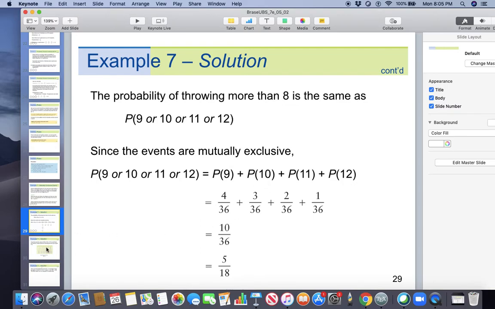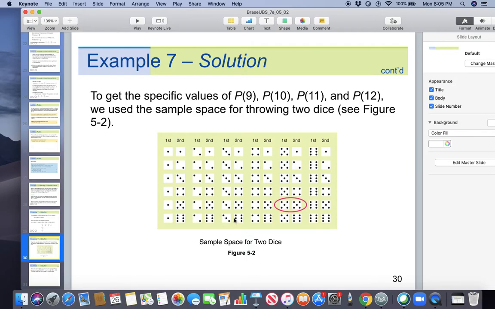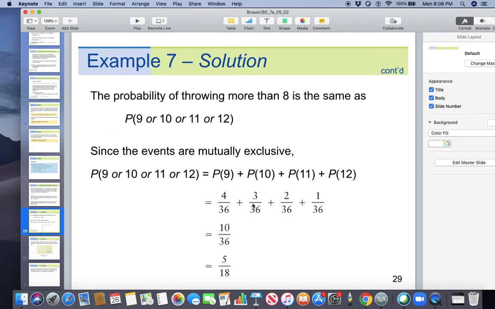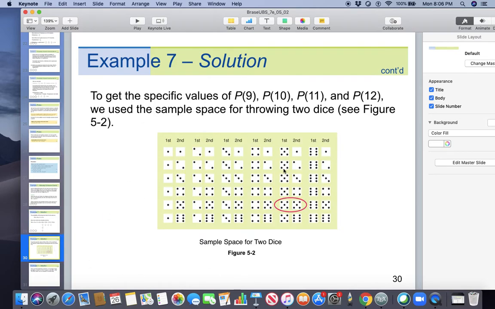Likewise for a 10. How do I get a 10? I get a 10 with a 5 and a 5 or a 4 and a 6 to begin with, right? So a 4 and a 6, 5 and a 5, 6 and a 4. So that gets me 3 ways for 10, right? And so on. So in all, when you add them all up, you get 10 out of 36, or 5 out of 18. So you need to use this picture to figure that one out, right?